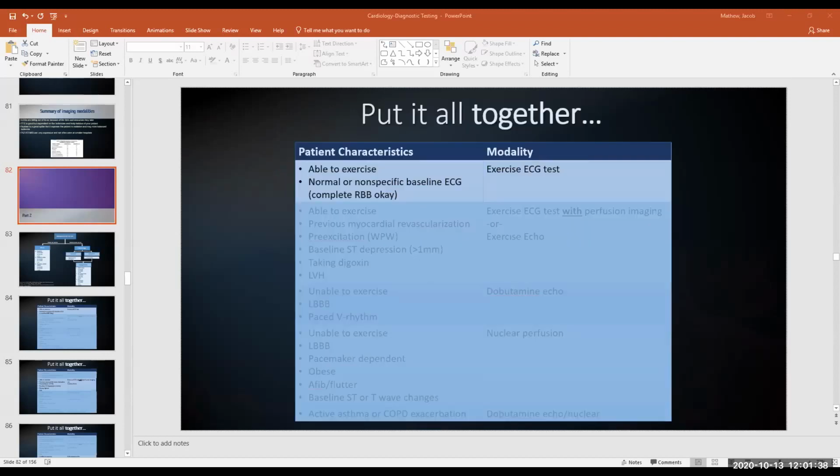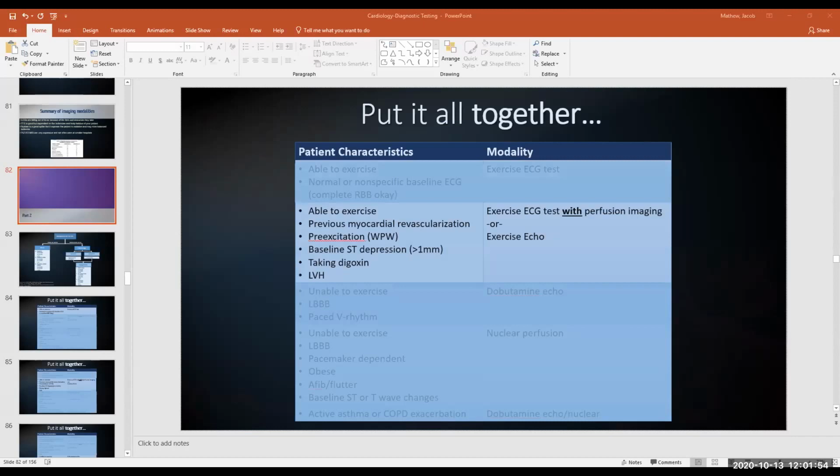So if we were to put it all together, I thought it was still good to go over just to refresh your memory. If the patient can exercise and they don't have any abnormal baseline EKG findings, then you can do an exercise ECG. But if they're able to exercise, but they do have some of those findings, such as maybe a prior MI, so maybe some Q waves already noted, they have delta wave with Wolff Parkinson White, baseline ST depression, so they're taking a medication such as digoxin, which already will affect the ST segment itself, or even LVH, then you want to add some perfusion imaging onto that, whether it's going to be your echo or nuclear.